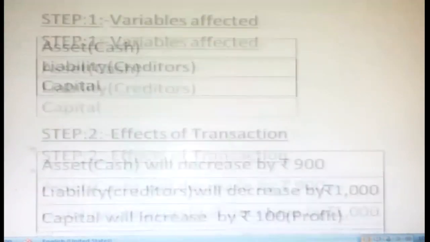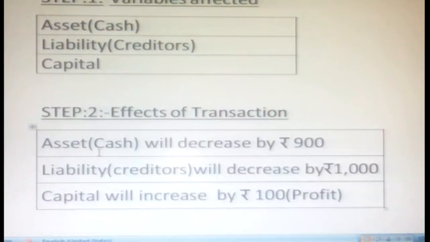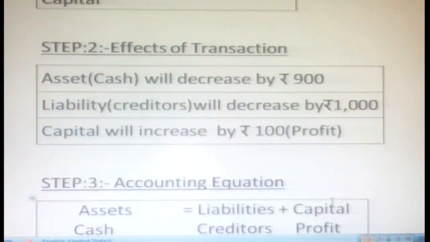Okay, how are the effects of the transaction? See, as an asset, naturally, we paid how much? 900. That's why cash will decrease by 900. Then liability, as creditors, will decrease by 1000. But capital will increase by 100 as a profit. That's how we want to show it as an equation.